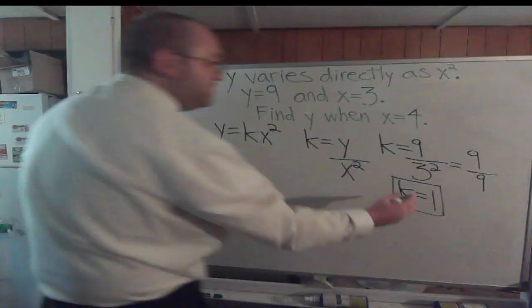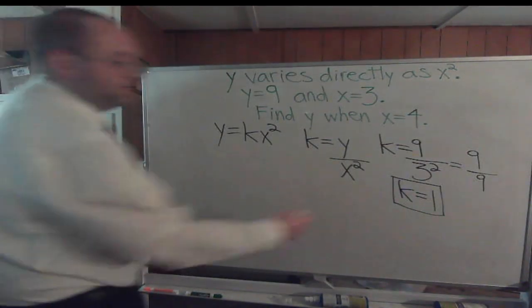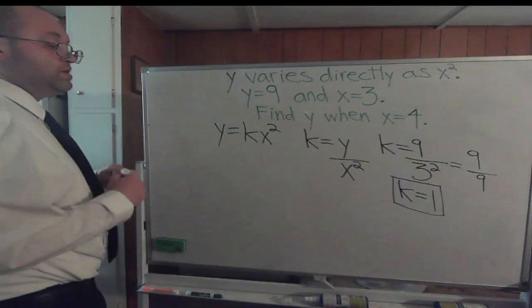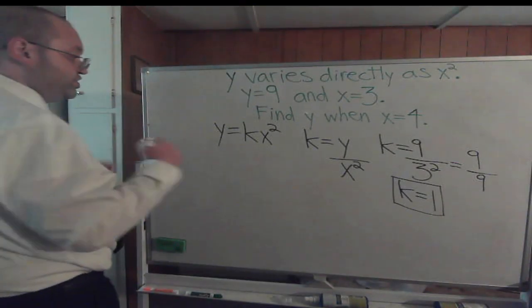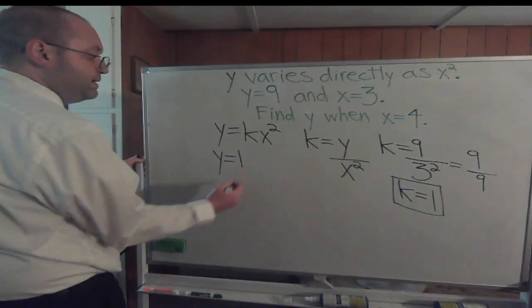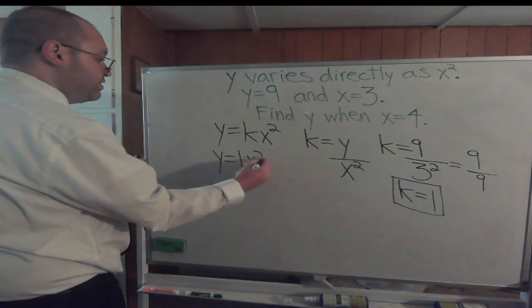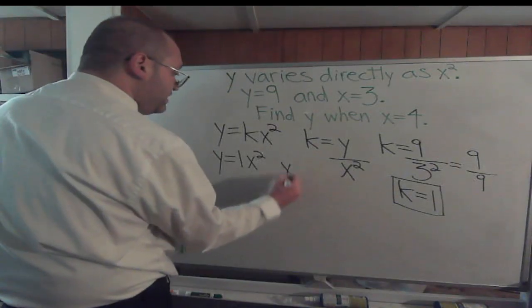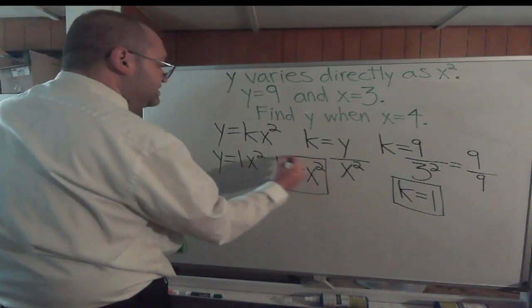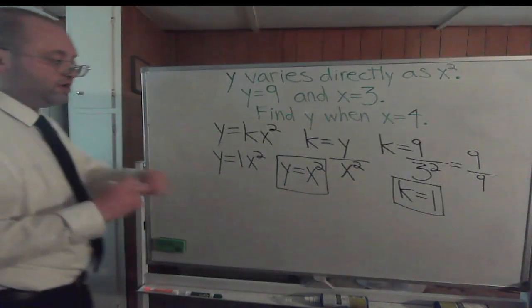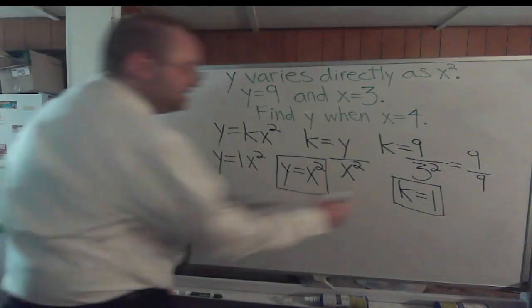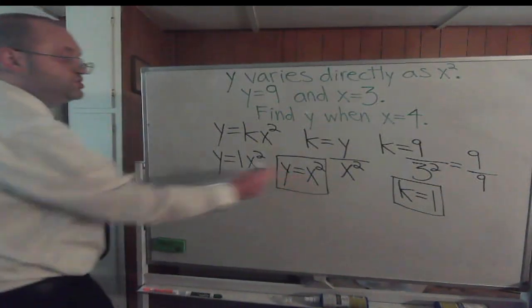So your constant of variation, which is the first piece of the puzzle, is 1. Now we need to find the new equation with said constant of variation. y is going to equal that constant of variation, 1, times your x squared. Well, 1x squared is simply x squared. So we could get away with y equals x squared. Since your coefficient's 1, you could just simply write y equals x squared. That's your equation. So we found the constant of variation. Now we found the equation.